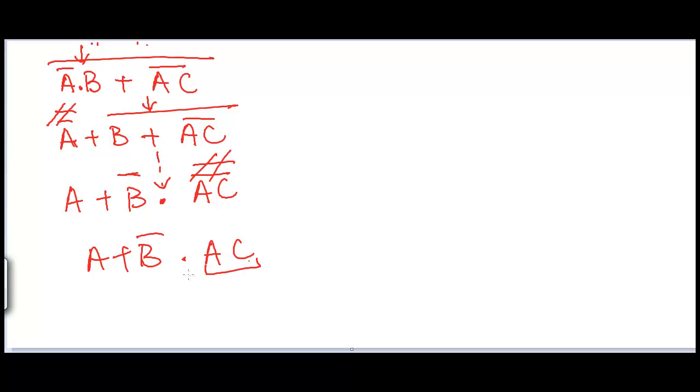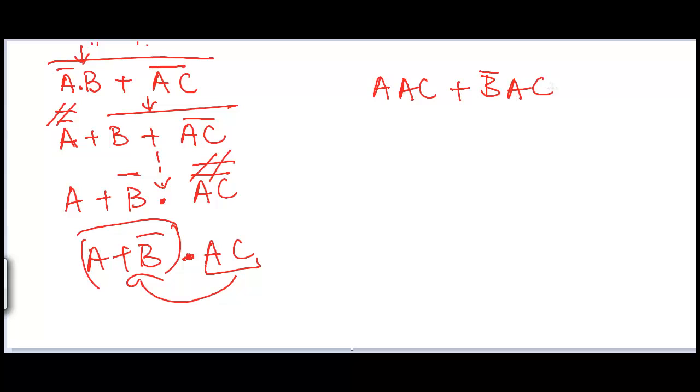Remember, this dot is between this entire expression and ac. So now these get multiplied. So we'll have a a c plus b bar a c, right? This a and a, there's basically a dot here, so you can think of a dot like an AND gate. A dot represents an AND gate.